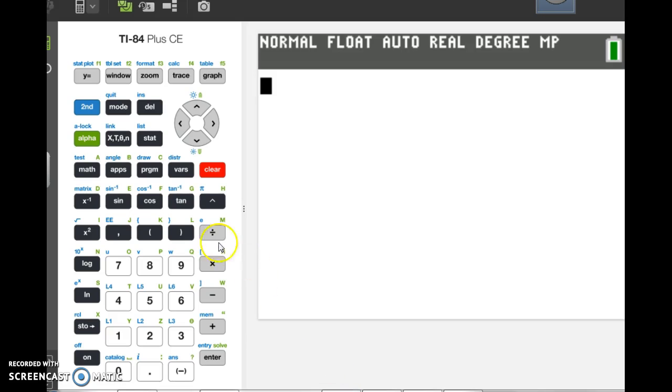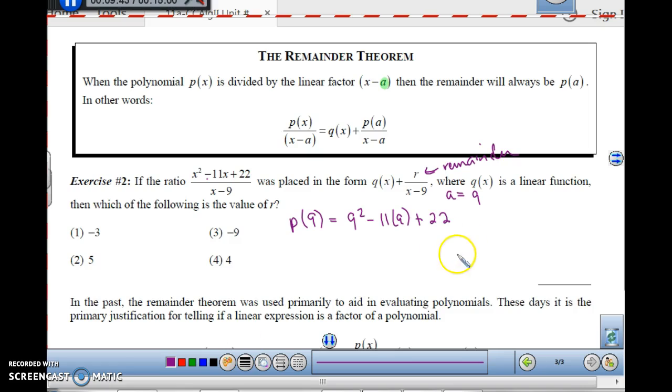If I grab my calculator, 9 squared minus 11 times 9 plus 22, and I end up with 4. Okay, so that should equal 4 as my remainder. So the value of the remainder should be 4. Now, let's check and make sure we're right.